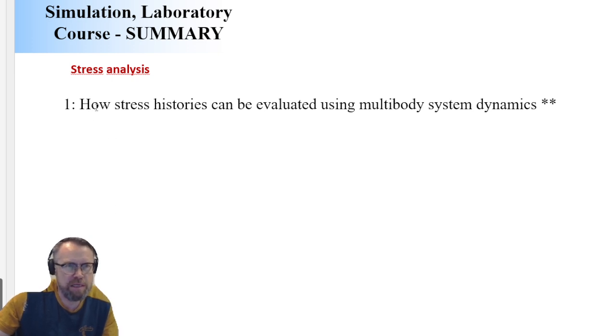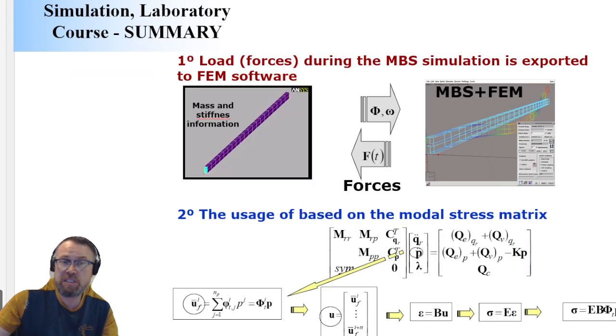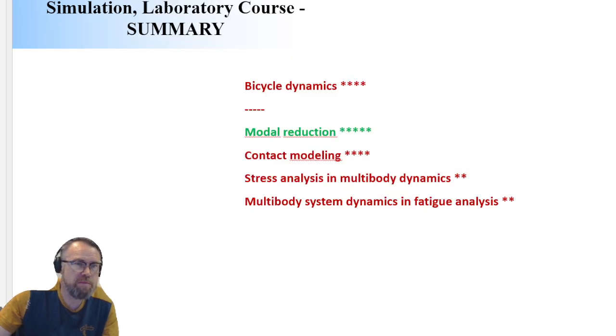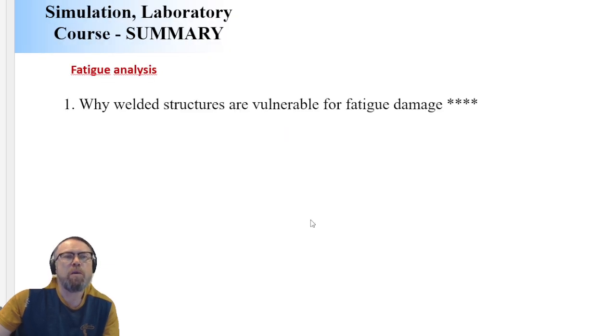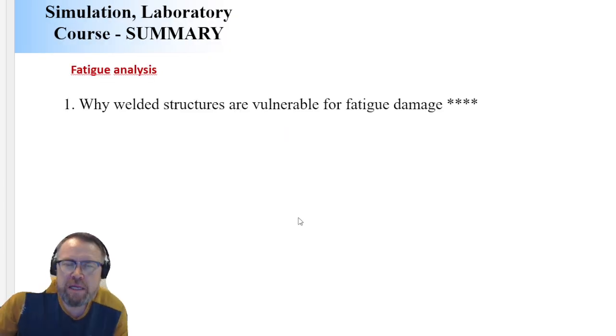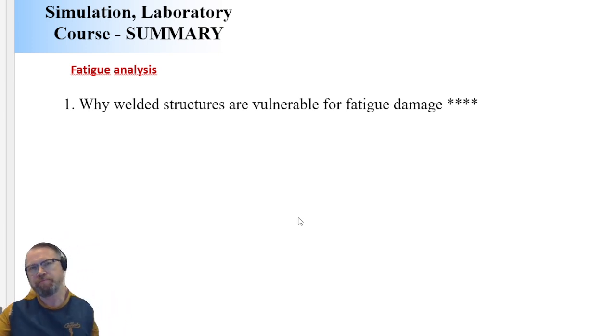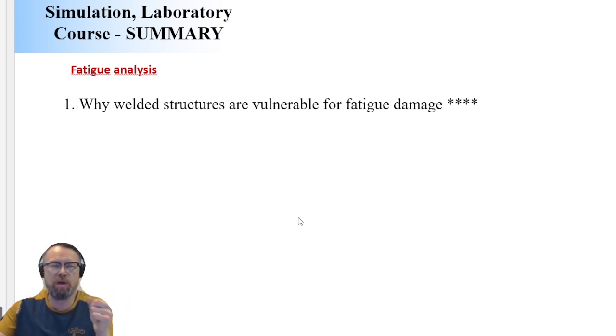The next one here is stress histories, how the stress histories can be evaluated using multi-body system dynamics. What we just described, two methods, exporting the loads or using the modal stress analysis matrix, and finally fatigue analysis, why the welded structures are so weak in terms of fatigue damage. First, because the welding process introduces initial cracks. Secondly, because the welding process introduces high residual stresses.